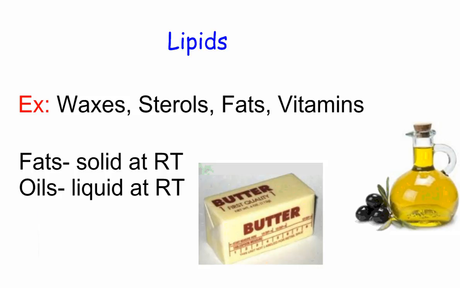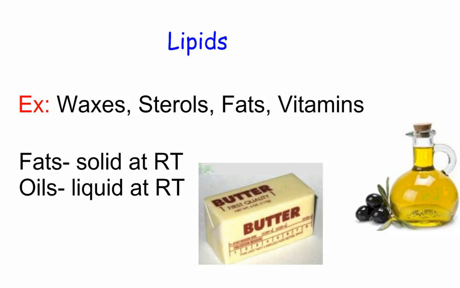One of the four macromolecules are lipids, just like we had proteins and nucleic acids and carbohydrates. Most people think of lipids as being fats, but it's really the other way around. Fats are one type of lipids. And so we're talking about waxes like candle wax and sterols, cholesterol, fats like good old butter down below there, or oils, and vitamins. There's a lot of vitamins. I think it's something like D, E, A, K are the fat-soluble vitamins.